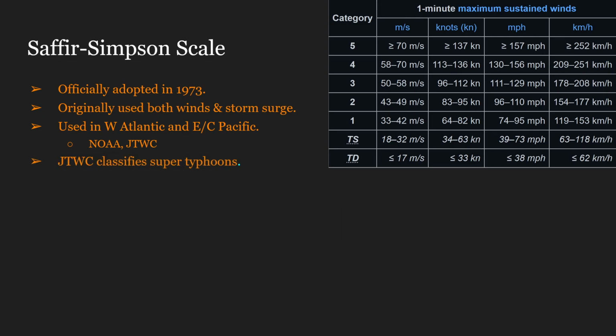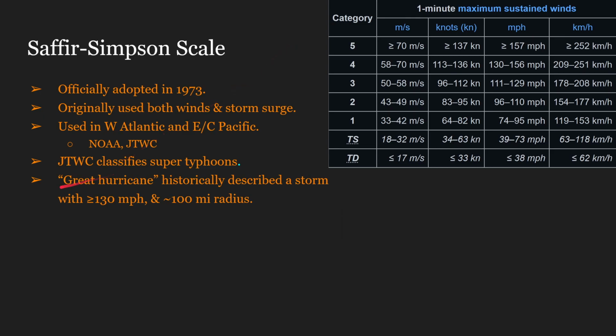Putting this here because this is relevant to the Saffir-Simpson scale. The Joint Typhoon Warning Center, JTWC, is the one that classifies super typhoons for the West Pacific. And super typhoons are typhoons that have a wind speed at or above 150 miles per hour. So that means that is in the high end Category 4 strength and above, which annoys me a little bit, but I digress.